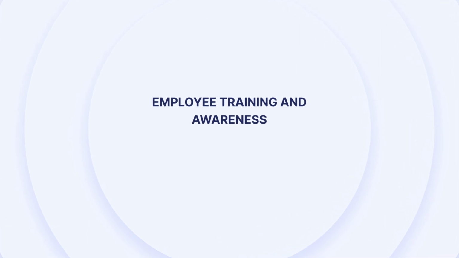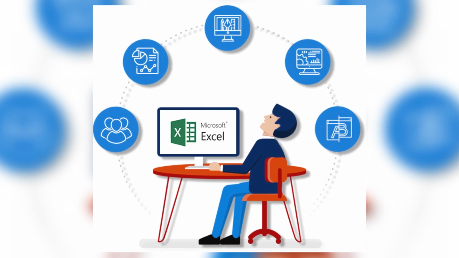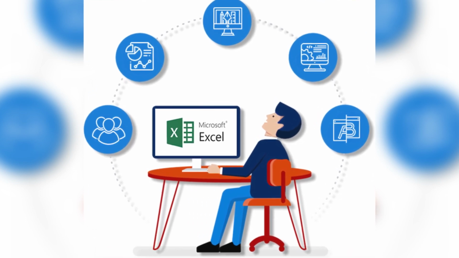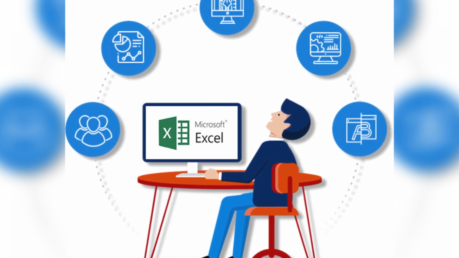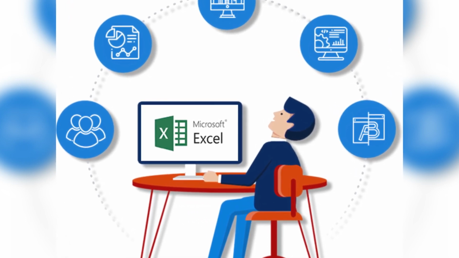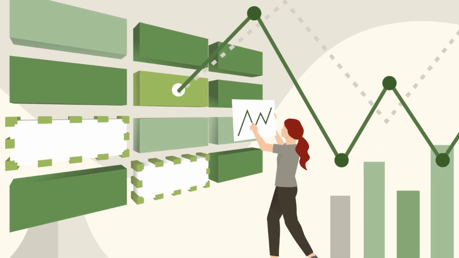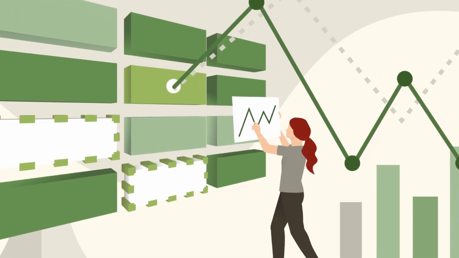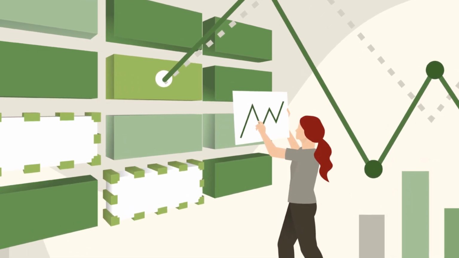And step 6, employee training and awareness. You have to educate your team members about best practices for data protection in Excel, offer training sessions or workshops to raise awareness about security risks, confidentiality measures, and proper handling of sensitive information. This helps employee training and awareness.